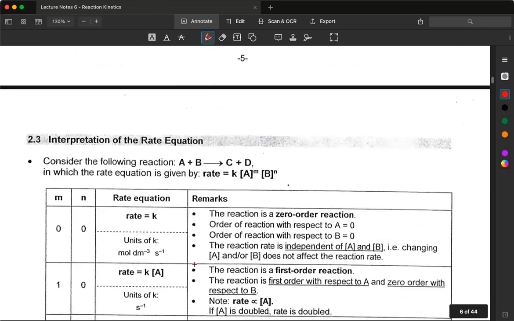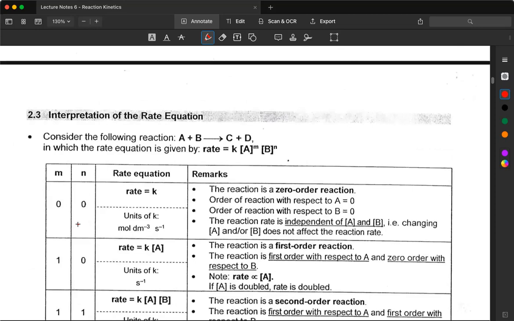To interpret the rate equation, this is how we can interpret. If m and n are 0, according to this equation, A to the power of 0 and B to the power of 0 will just give you 1, and the rate will be equal to k.